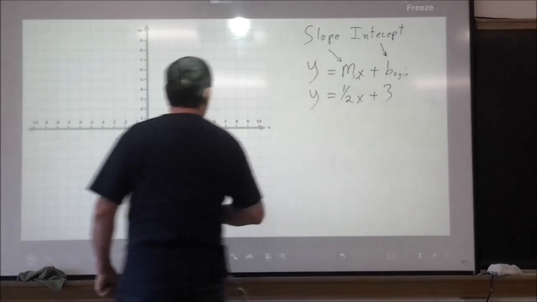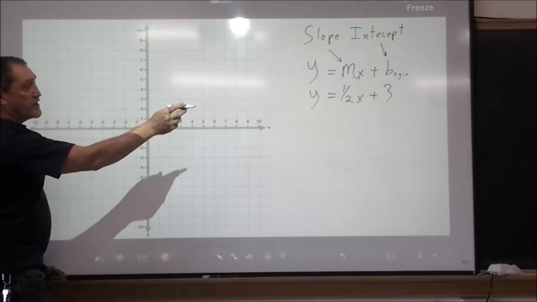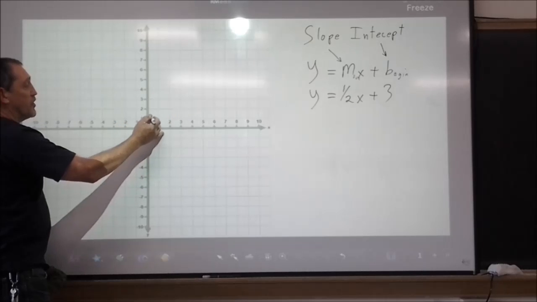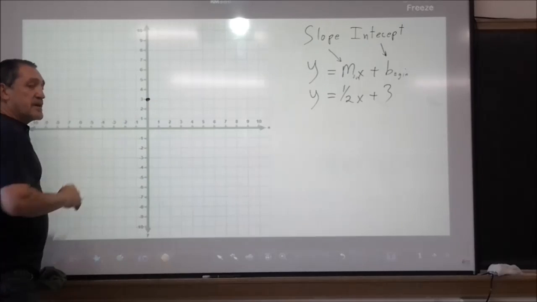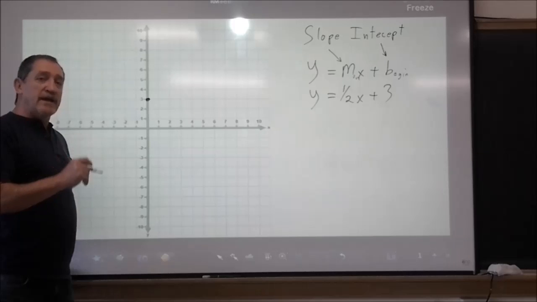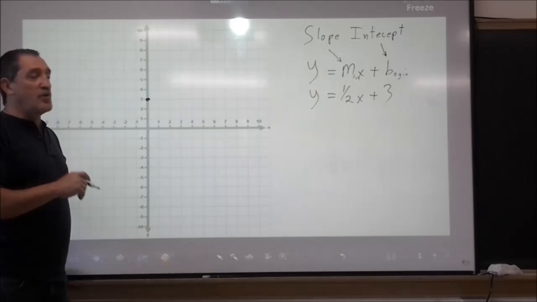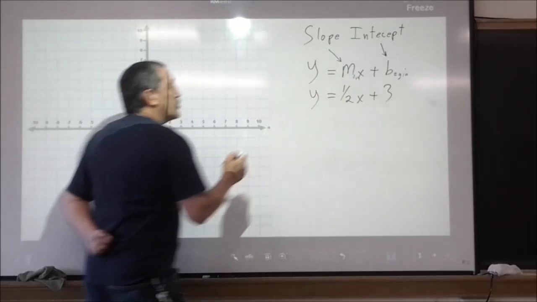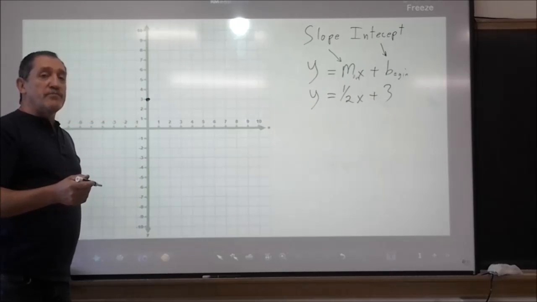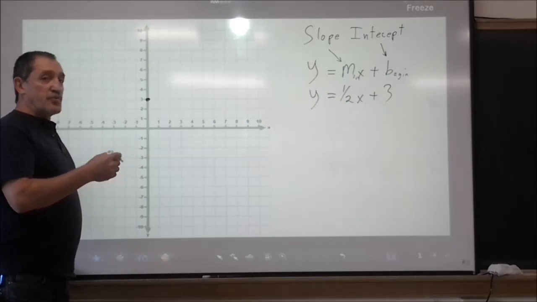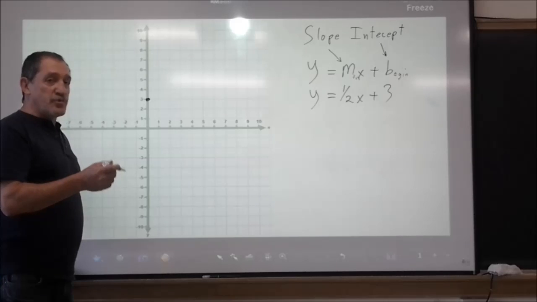Back over to our grid. We're going to begin with a positive 3. Origin, 1, 2, 3. There's our beginning point. We are going to execute a 1/2 slope. Slope is always in fraction form. The numerator is the rise, the denominator is the run.